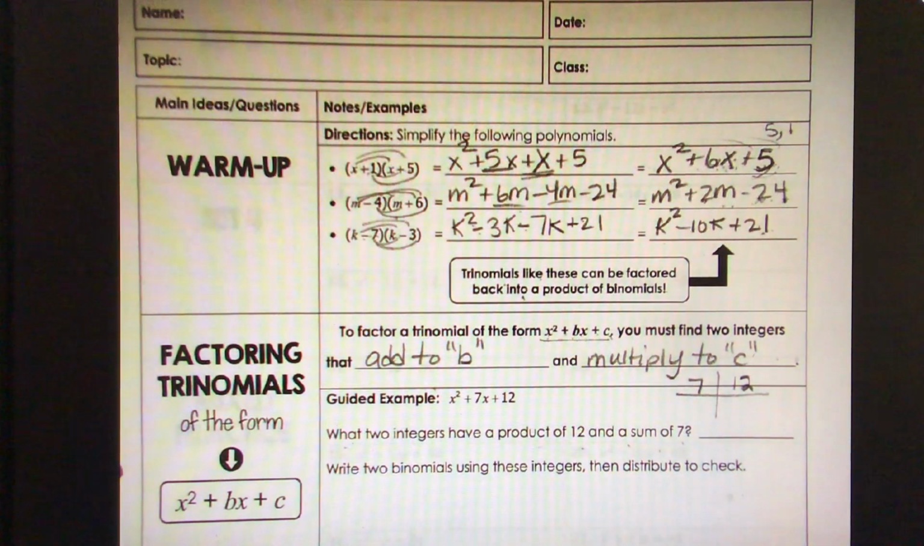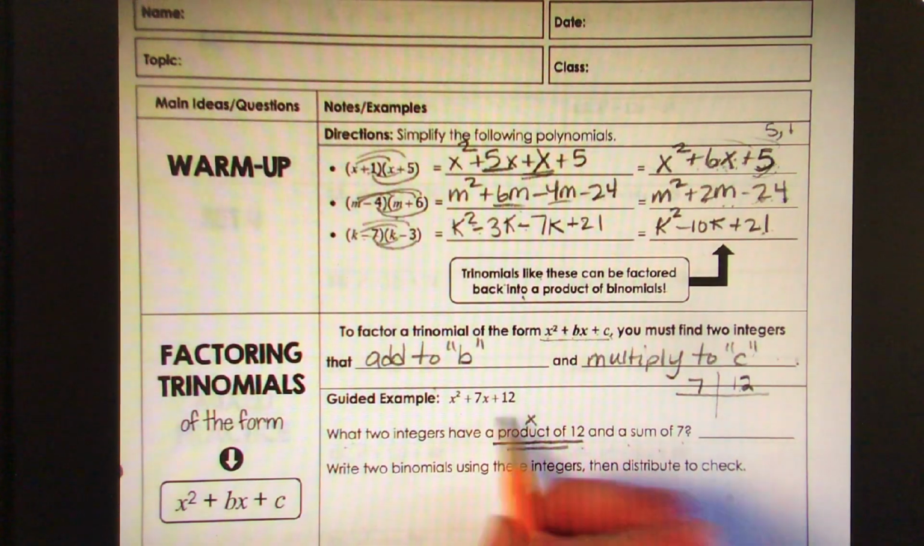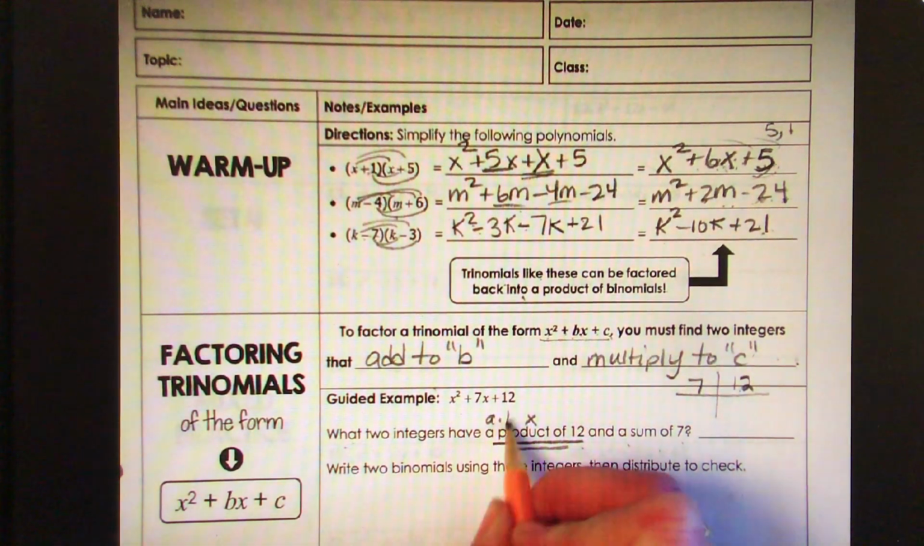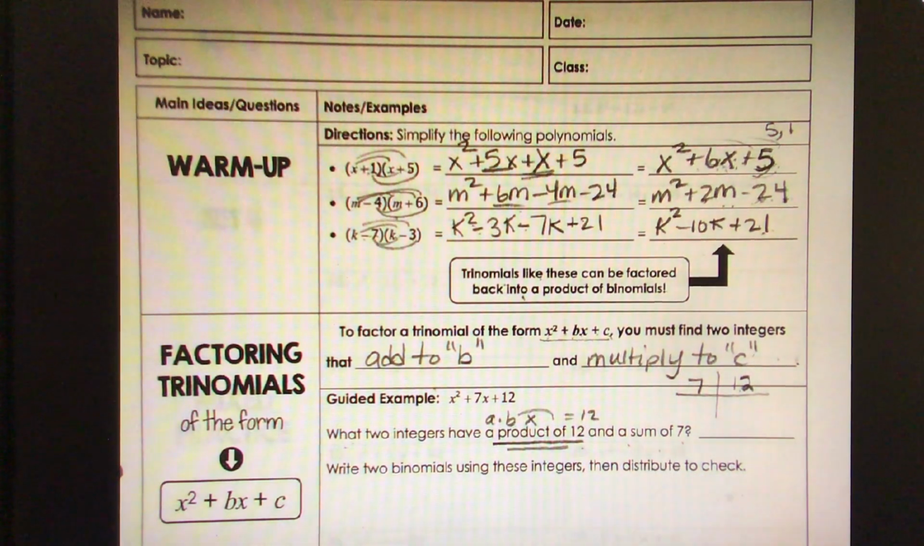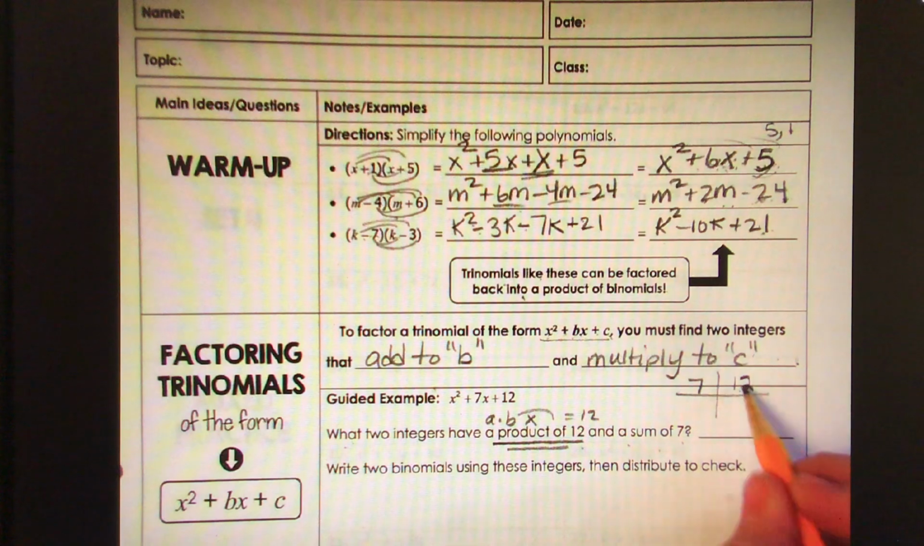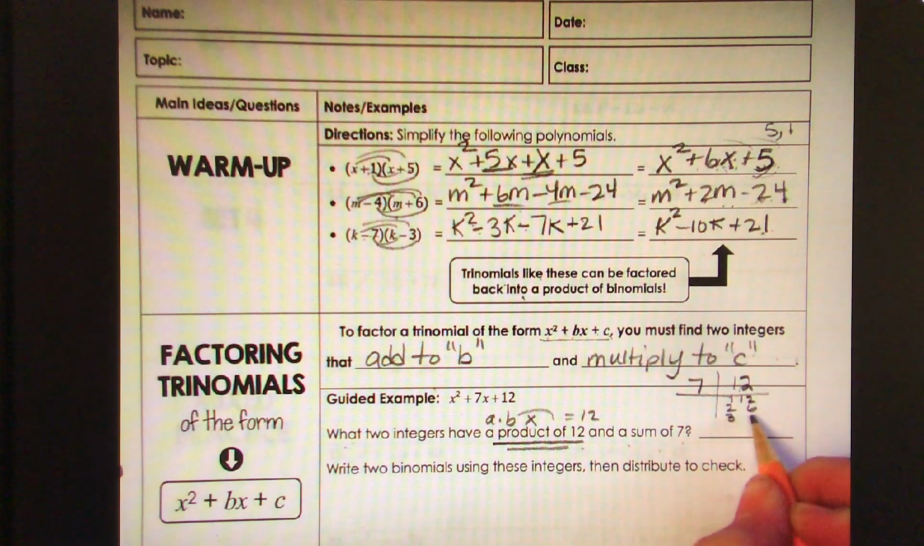I could start listing my factor pairs of 12. So again, I want to have a product of 12. This is when I multiply two numbers, A times B, equals 12. Well, what are my factors of 12? I can do 1 and 12. I could do 2 and 6. I could write 3 and 4, and I'm done.